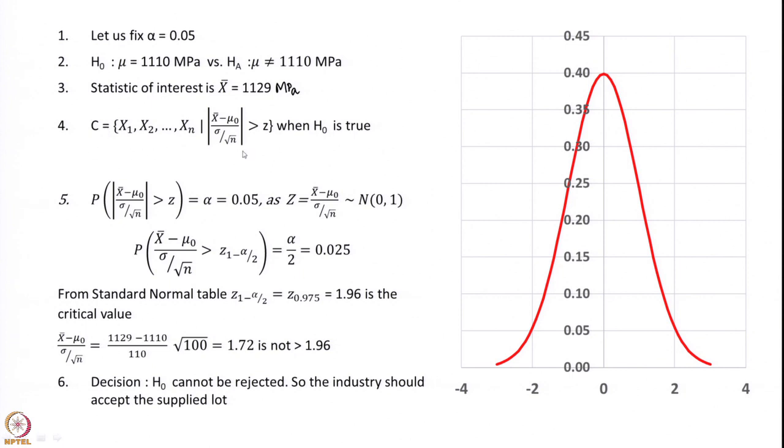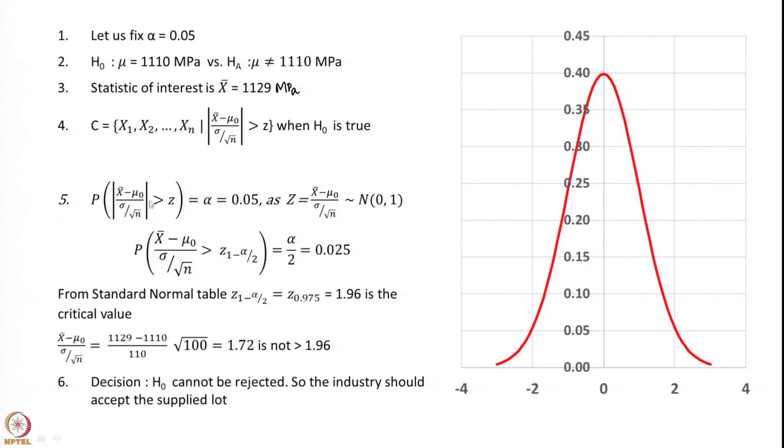So here we take the next step. We say that the test statistic, which is x bar minus mu 0 divided by sigma over square root n, should be greater than some value z when H0 is true. So we find that this value should be equal to, if you take the probability, then that is the error. If you put mu 0 there, you are accepting the null hypothesis, but in reality it is not true, and therefore this is the rejection region.